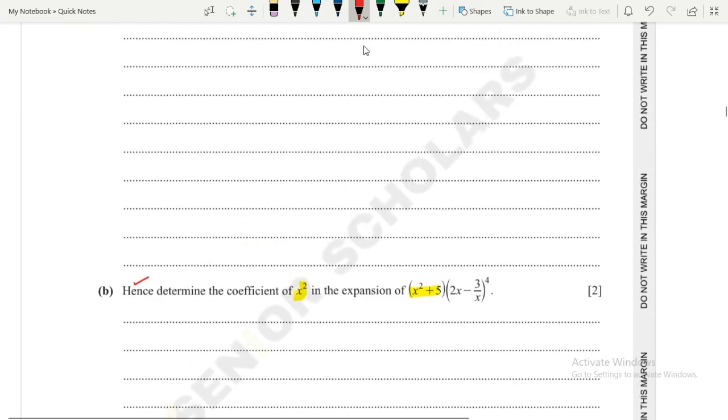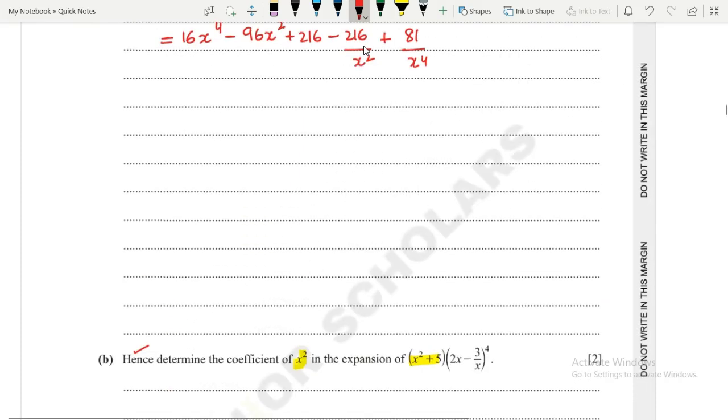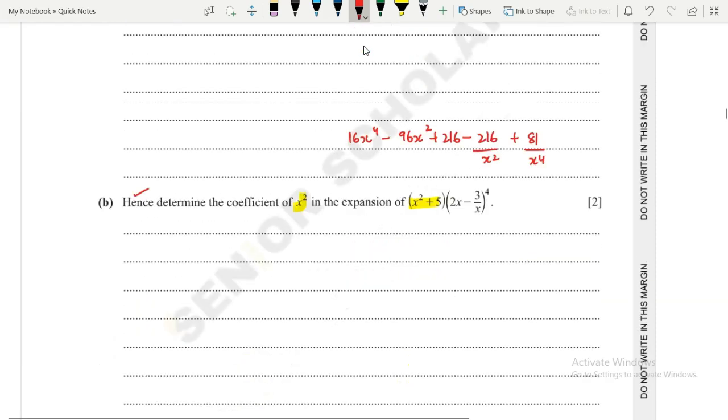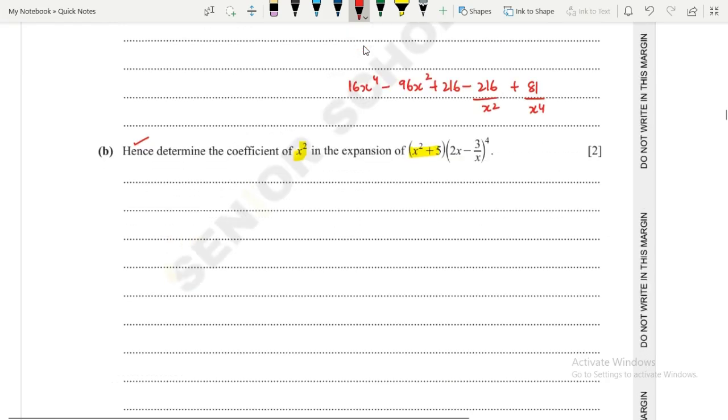So now if you see what type of terms we have, let's just write it here. It is 16x to the power 4 minus 96x squared plus 216. Then we have minus 216 over x squared. Then we have plus 81 over x to the power 4. So if you have a look at this, it means that we have to determine the coefficient of x squared. So think of it like this: what we have to multiply with these terms in this whole expansion of the binomial so that we get the coefficient of x squared.